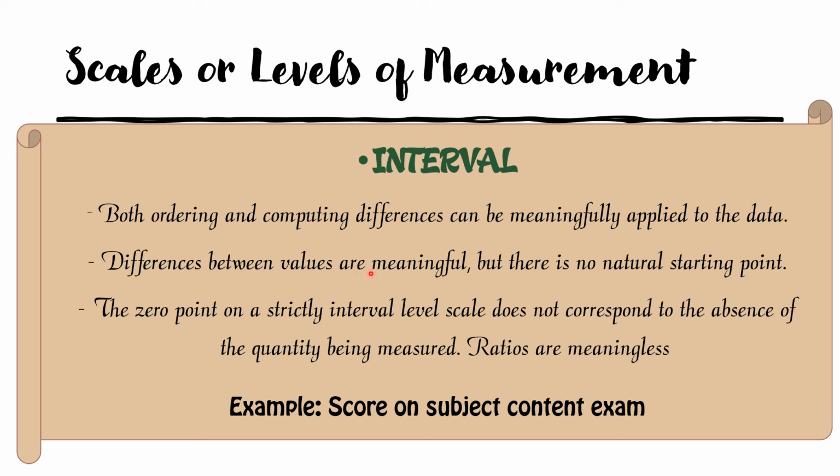Next, differences between values are meaningful, just like what I said a while ago, but there is no natural starting point. Right? A score is unpredictable; it talks about chances. The 0 point on a strictly interval scale does not correspond to the absence of the quantity being measured. For example, if one of the students got a 0 score, that 0 does not mean there's an absence of something. Since that is also a score which has a meaning itself, even if the value is 0. And then ratios are meaningless. When you say ratios, that is division. So when you divide the score of Roberto by Alan and Alan by Roberto, there is no meaning out of that. So that is interval scale.